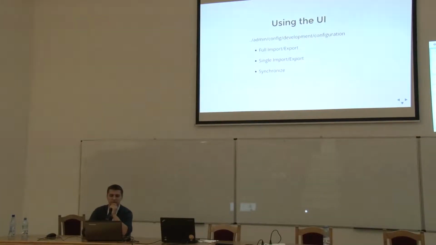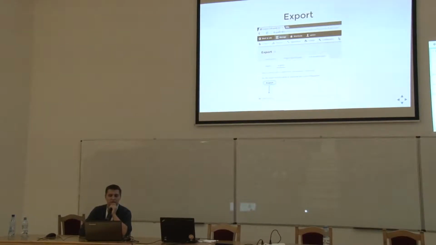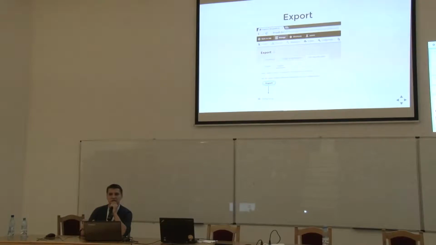Export and synchronize. Let's see first the full export. You have just a button, you hit the button, and this will give you a zip file which will contain all the configuration you stored in the config table. As you saw, the config table was made of many rows. Each row represents one config, and from each row one YAML file will be generated. So if you have 100 rows, then you will have 100 YAML files in the zip.